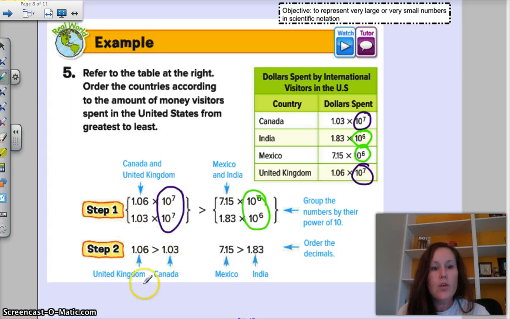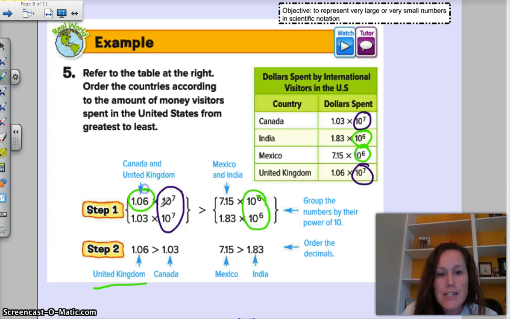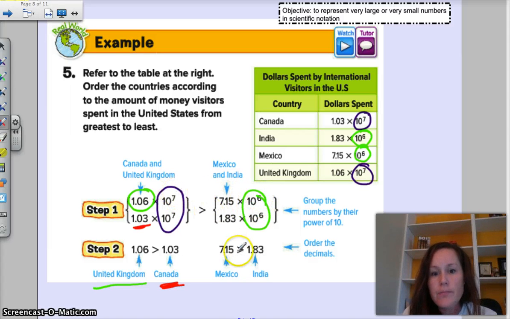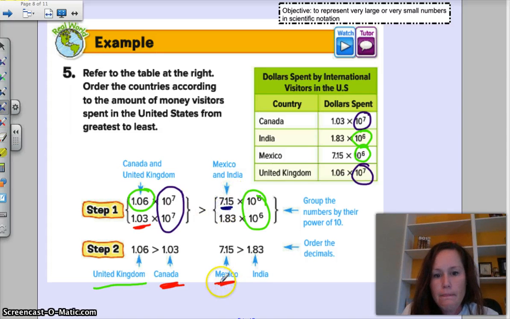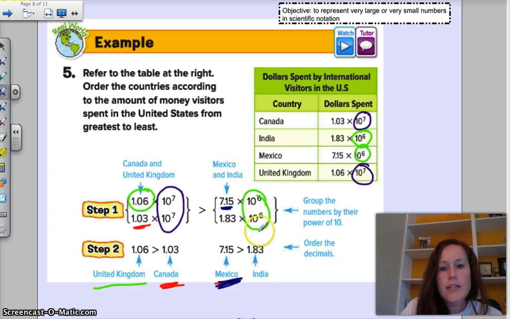So literally the order goes United Kingdom, because 1.06 is the biggest. Then I have 1.03, Canada. My next is going to be 7.15 times 10 to the 6th, because 6th is less than 7. Mexico. And I probably should do that in a different color. And then I've got India last, 1.83 times 10 to the 6th.